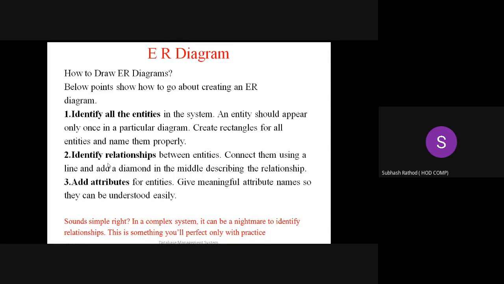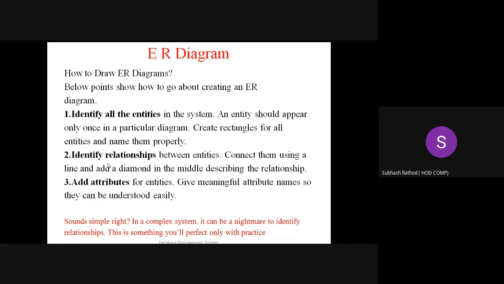Once you follow these steps and the care I will suggest today, once you follow the whole process, then you will be able to draw the ER diagrams, right? So be careful. By the end of the lecture, you have to draw the ER diagram. So be careful about the process or the steps to follow to create the ER diagram. Remember, these are the steps by which an ER diagram will be created. First step is to identify all the entities in the system.